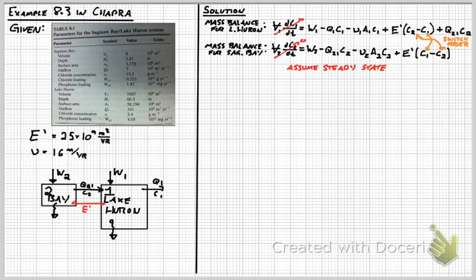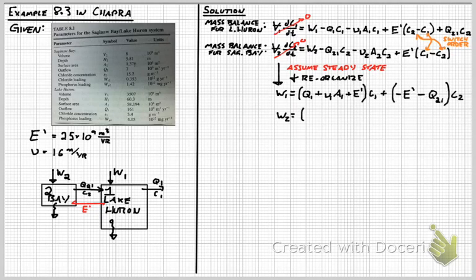Now, from those two equations, we can make a few simplifying assumptions. One is that we're looking for steady state concentrations, so the time rate of change for concentration is 0 in both cases. So we'll go ahead and zero those out and reorganize our equations a bit.